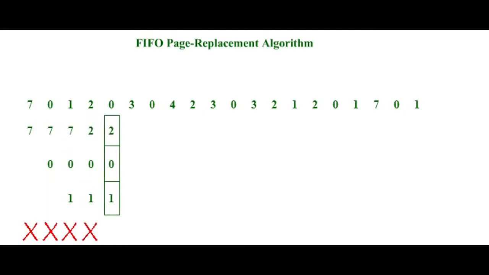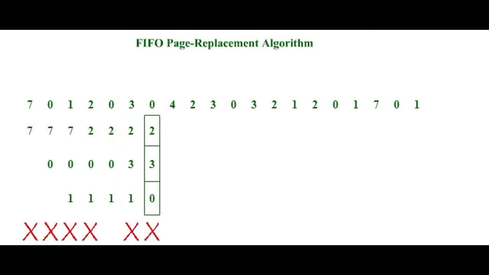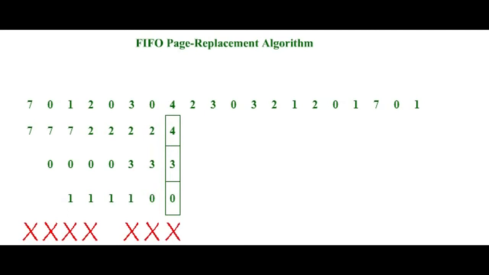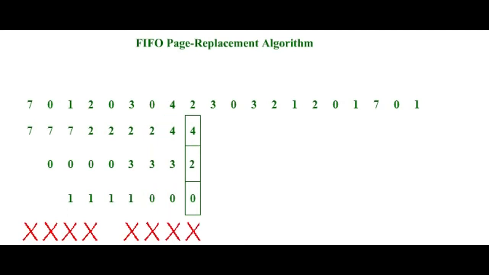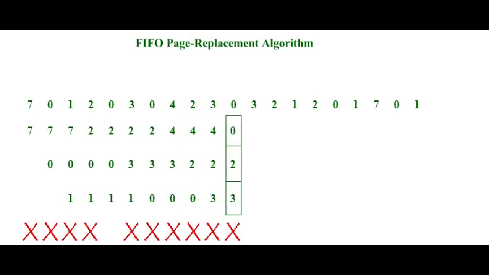Now 0, there is no page fault. 3 comes and replaces 0. 0 replaces 1. Again a page fault occurs and 4 replaces 2. Now when 2 comes, it replaces 3. Now when 3 comes, it replaces 0. 0 replaces 4. And here 3 is already present, so no page fault occurs.